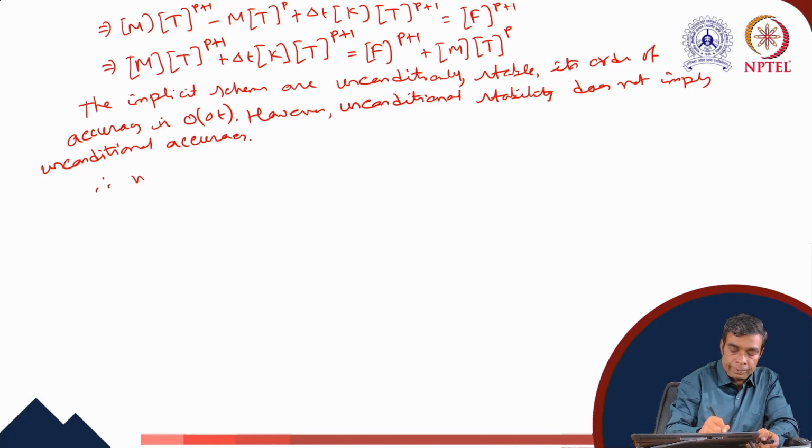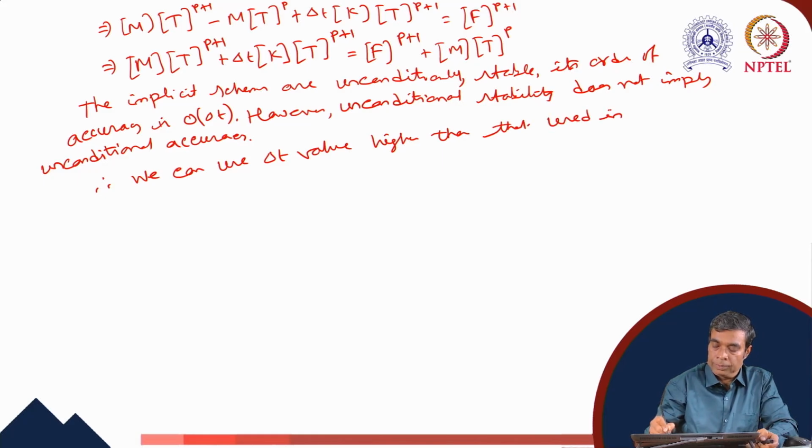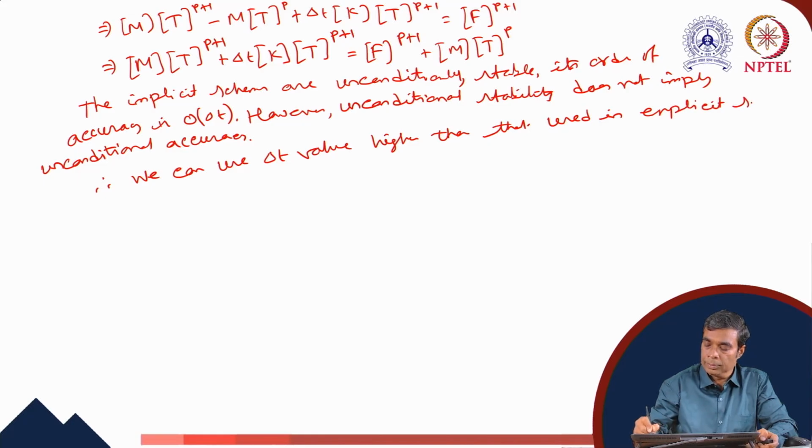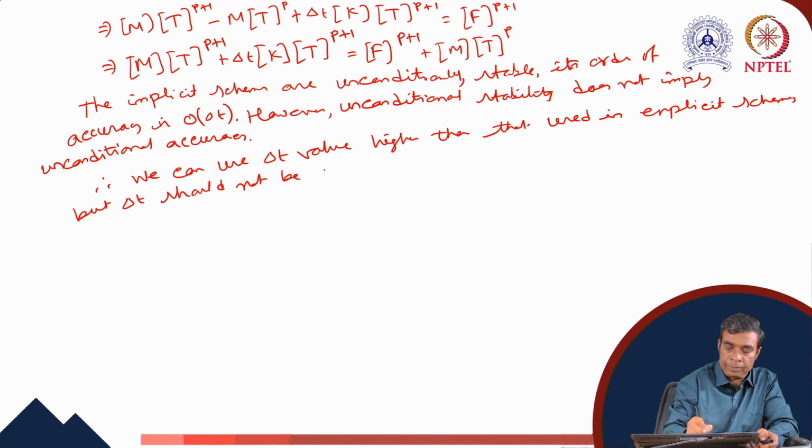Therefore, we can use a delta T value higher than that used in the explicit scheme, but delta T should not be very high.